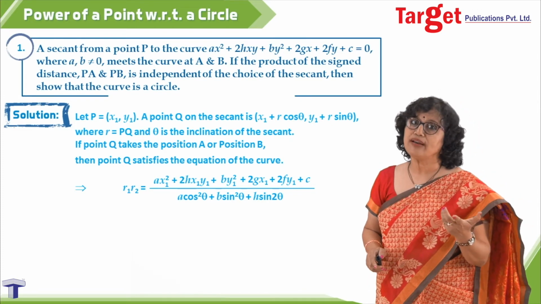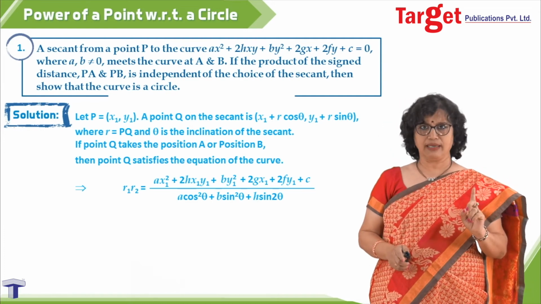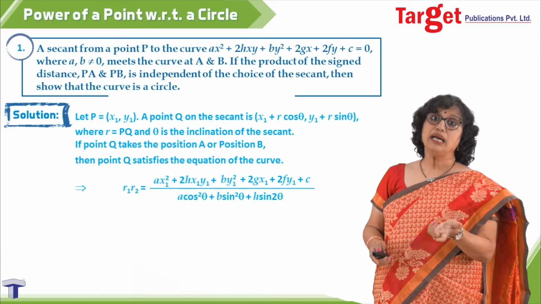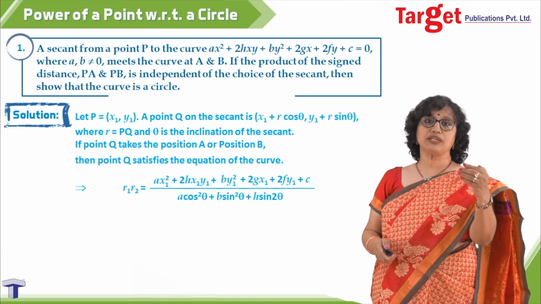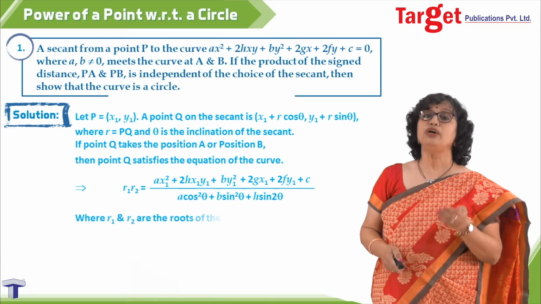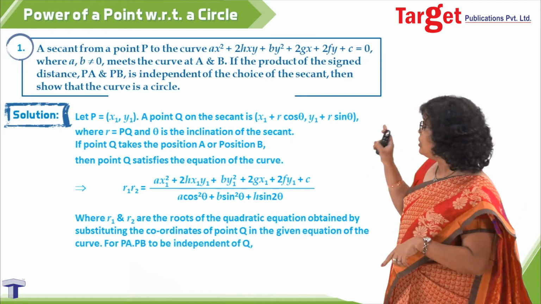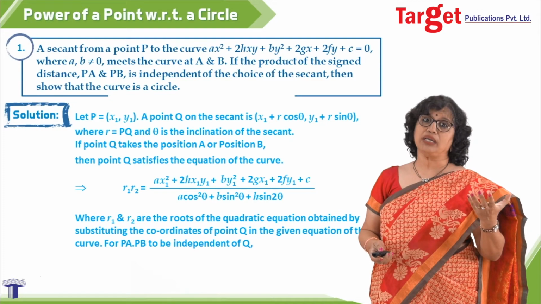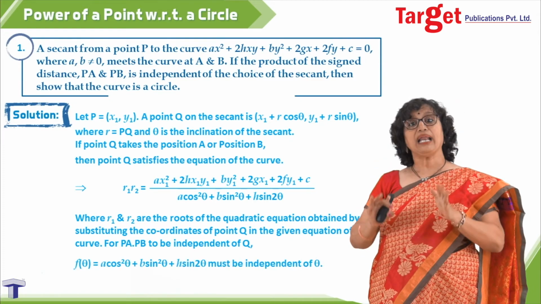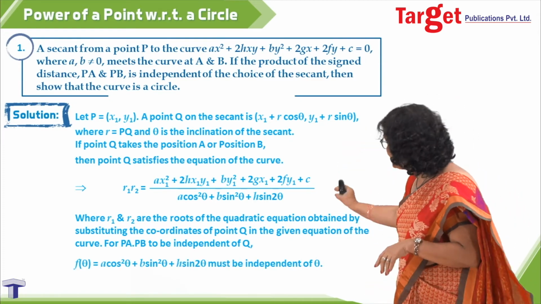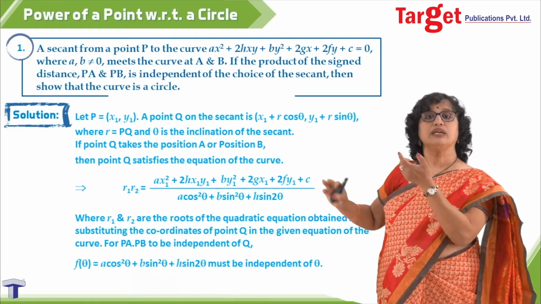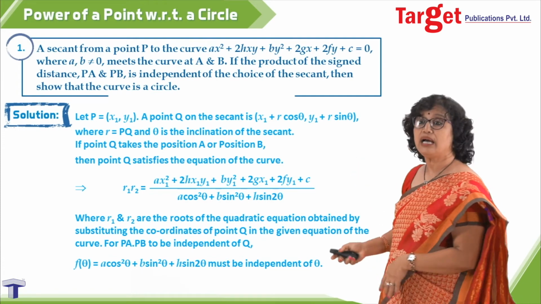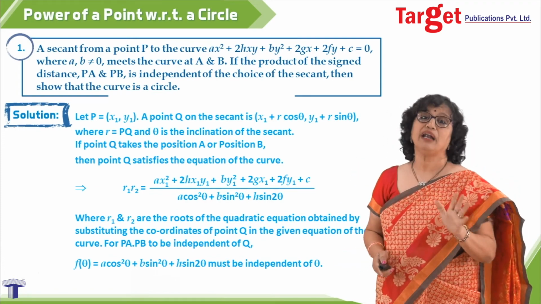What does r1 r2 stand for? It stands for PA into PB, correct? And it is given that PA into PB is independent of choice of the secant. If it has to be independent of choice of the secant, then that denominator which contains theta in it should be made independent of theta. That means if I write that as f theta, which is nothing but a cos square theta plus b sin square theta plus h sin 2 theta, now this needs to be independent of theta.